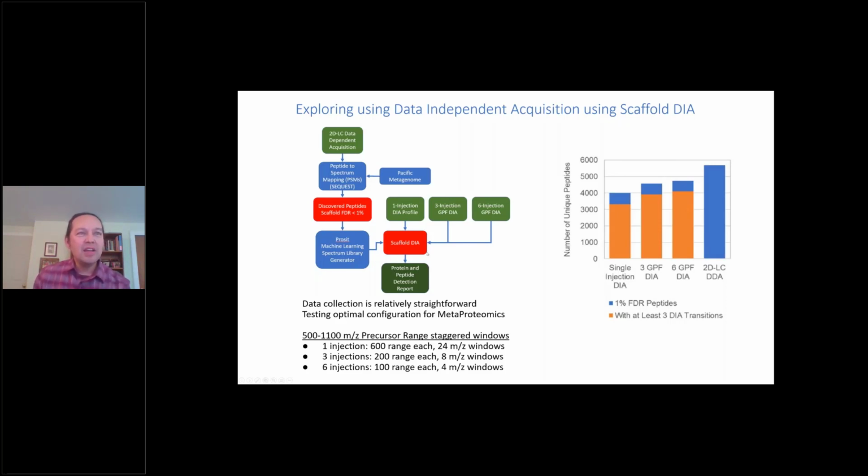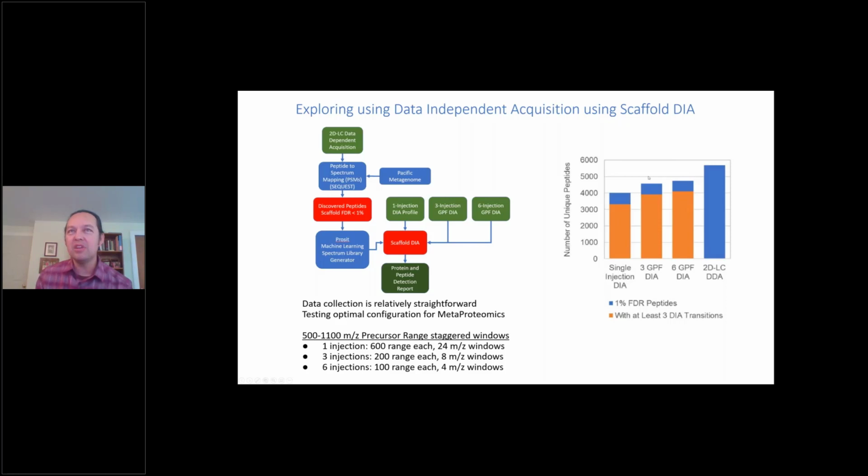And then using Scaffold DIA to take our injection data, be it one injection or gas phase fractionation, 3 and 6 phase gas phase fractionation, to generate our peptide and protein reports. In this instance, we've done a 500 to 1100 m/z precursor range with 24 m/z staggered windows for one injection, or 8 and 4 m/z staggered windows for the multiple injections.